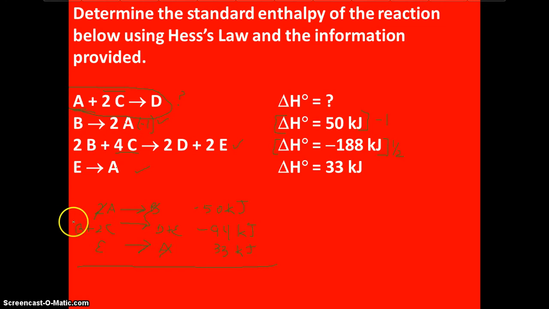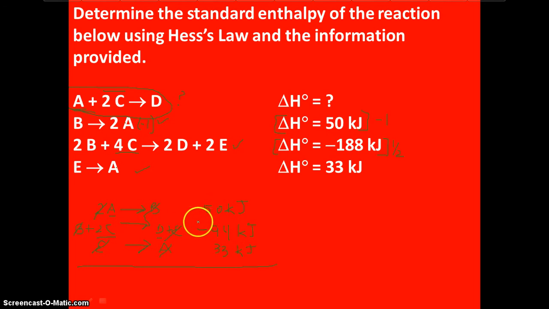The B's will cancel out, and the E's will cancel out. And what do I really have left? A plus 2C becomes a single D, which is what I wanted. So that means these steps, as written in green down here, are now valid. And my delta H then is just the sum of all these steps.